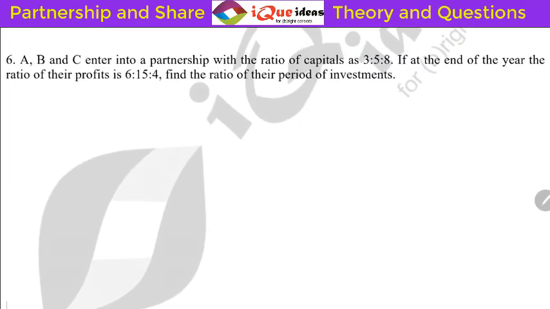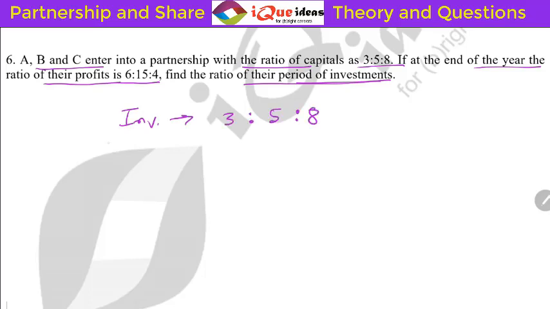Now the next question, sixth one, it says A, B, C entered into a partnership with the ratio of capitals 3 is to 5 is to 8. If at the end of the year, the ratio of the profit is 6 is to 15 is to 4, then find the ratio of the period of investment. Clearly, capital means investment. Investment ratio is given 3 is to 5 is to 8, right? And time duration, we have to find the ratio of the time duration. Let's assume it is X is to Y is to Z, alright?